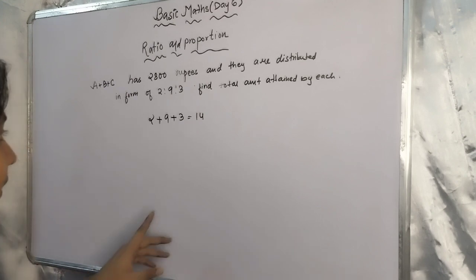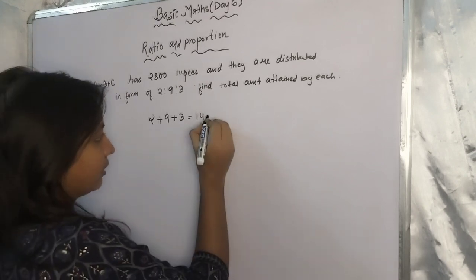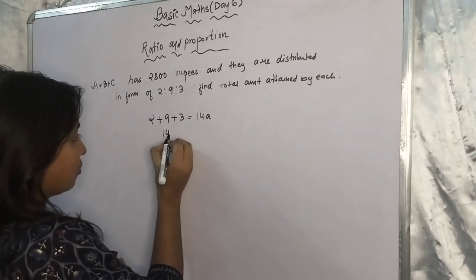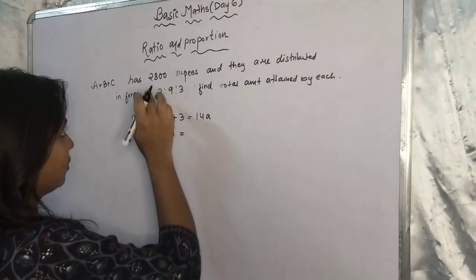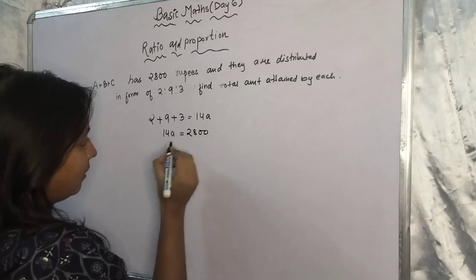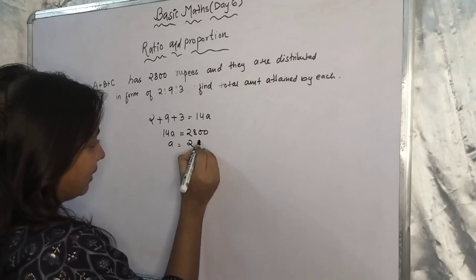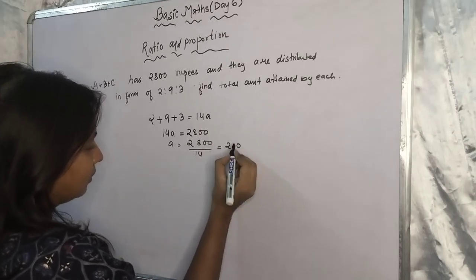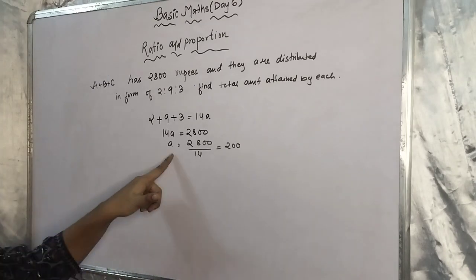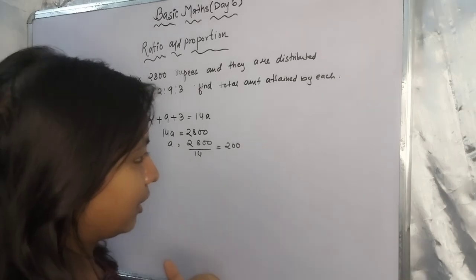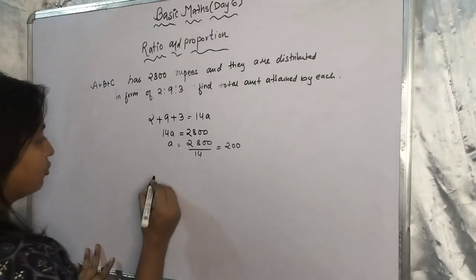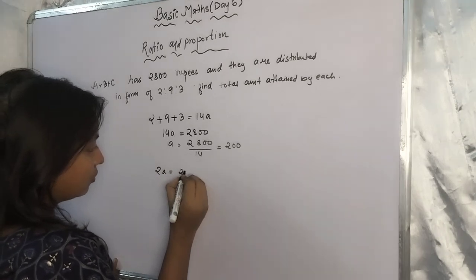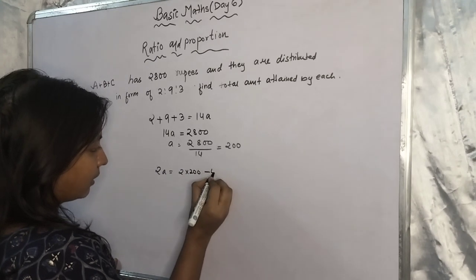So let's take the amount attained by each as 14A. Fine. So 14A, that is the total ratio, is equal to 2800, that is the total amount. So A is equal to 2800 divided by 14, that is 200. So A is 200, that is the value for ratio 1. Now we have 2. So 2A is equal to 2 into 200, or 400.